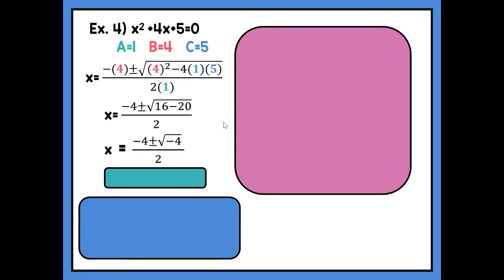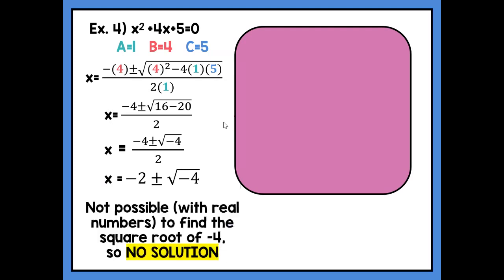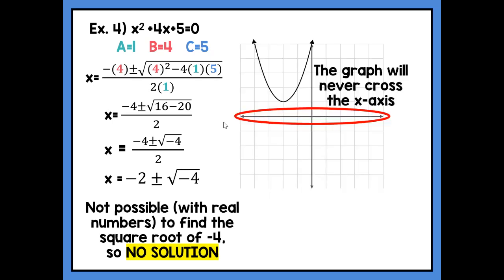So this is one that's going to come out to be no solution, and we can stop right there because we don't have a real number that when multiplied by itself gives us -4. So it's not possible with real numbers to find the square root of -4, and that gives us no solution. Let's verify that by looking at the graph. You can see that graph is above the x-axis and continues on forever in the positive direction. So it's never going to come back down and cross the x-axis. That's why we get no solution.